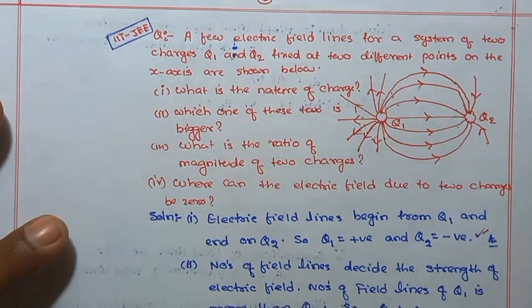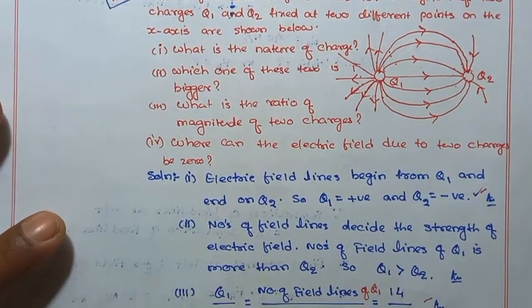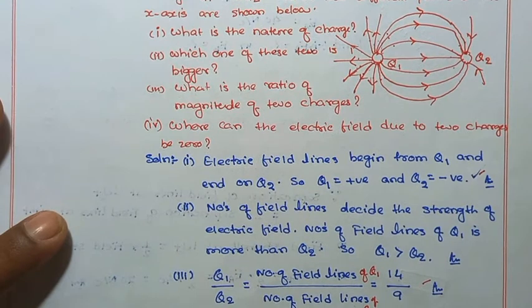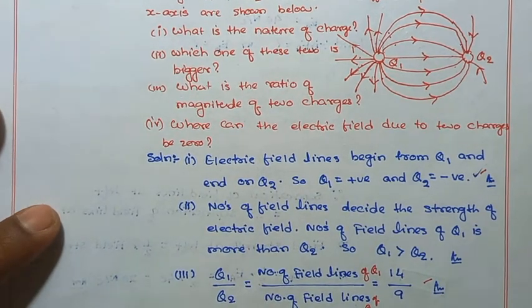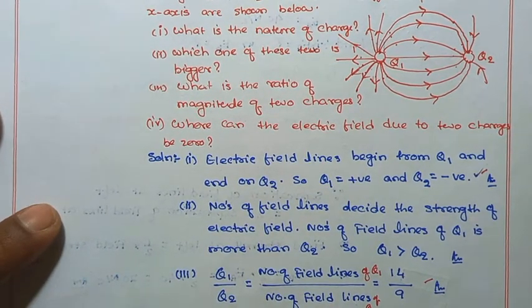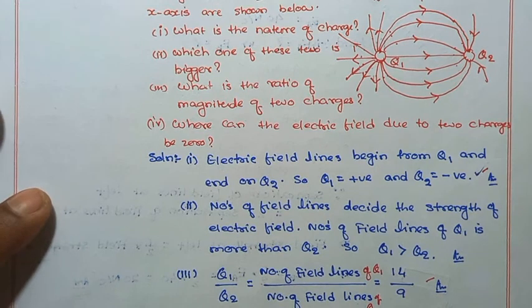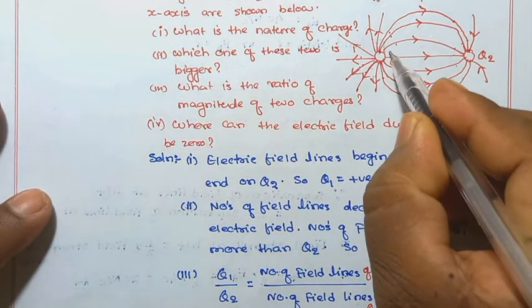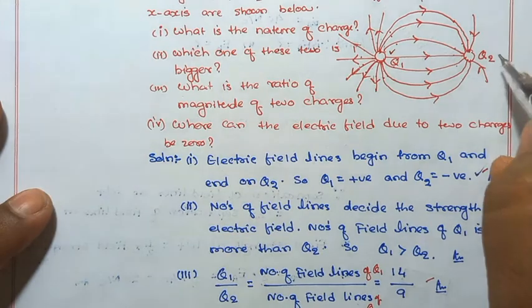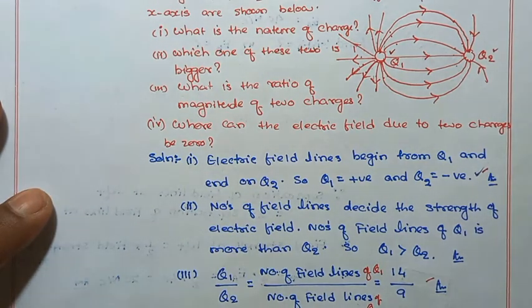Now, which one of these two is bigger? The number of field lines decides the strength of the electric field. Here, the number of field lines of Q1 is more than the number of field lines of Q2. So, Q1 is greater than Q2.